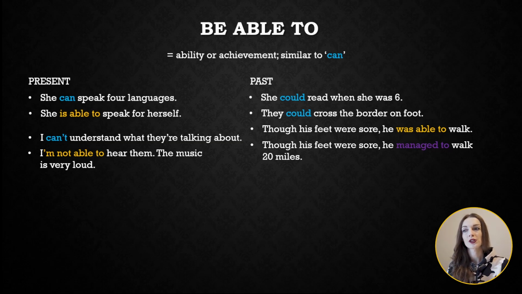She could read when she was 6 and they could cross the border on foot means that there was a possibility for them to perform an action in the past. She could read. We speak about her ability in the past. They could cross the border. We speak about the possibility that he had in the past. In the third sentence, though his feet were sore, he was able to walk. We stress his physical ability to perform a particular action in a particular situation.